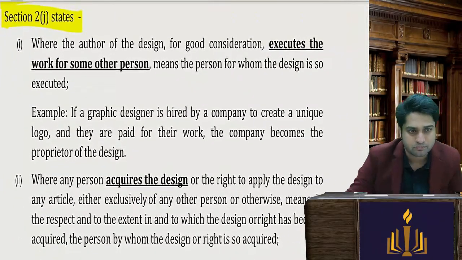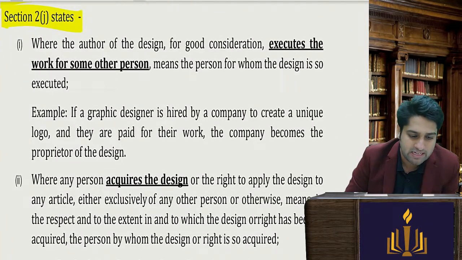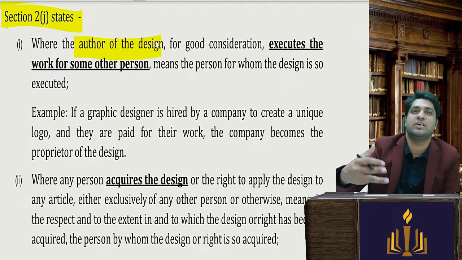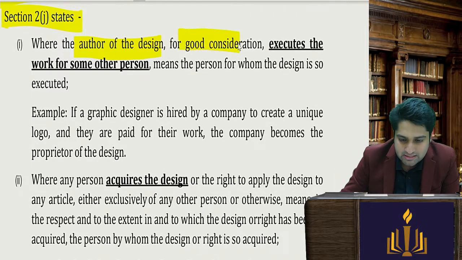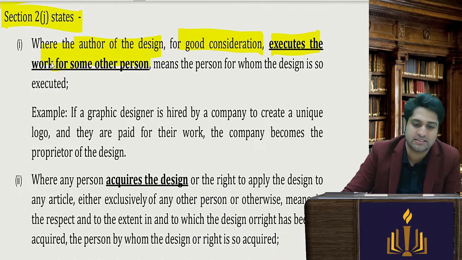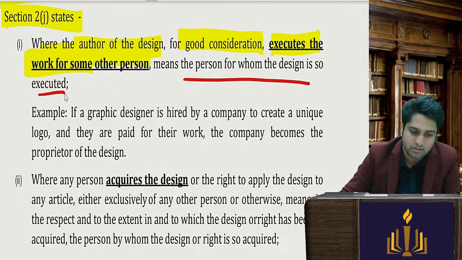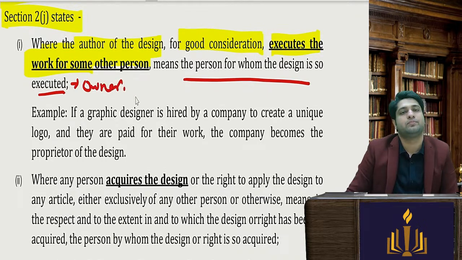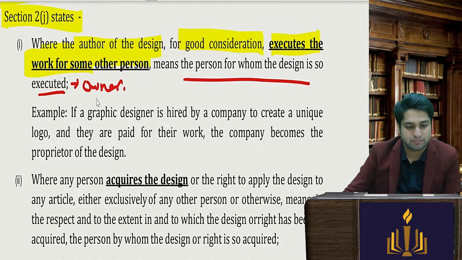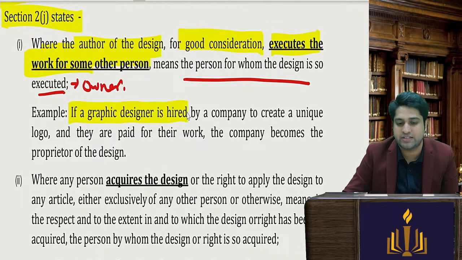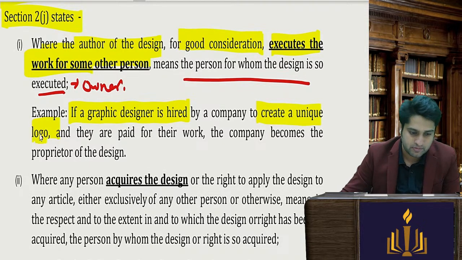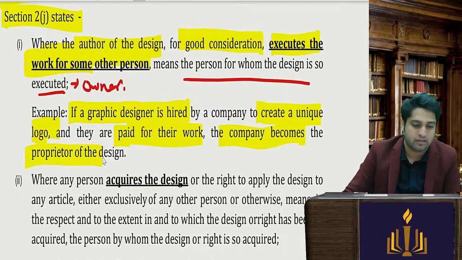When the author of a design, the originator of a design, for consideration executes work for someone else, meaning the person for whom the design is to be executed, then it will mean the person for whom the design is executed is the owner. So let's take an example. If a graphic designer is hired by a company to create a unique logo and they are paid for their work, the company becomes the proprietor of the design.